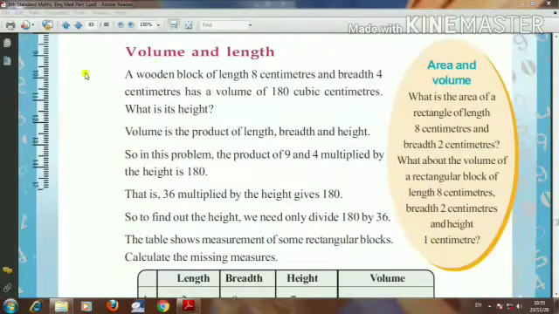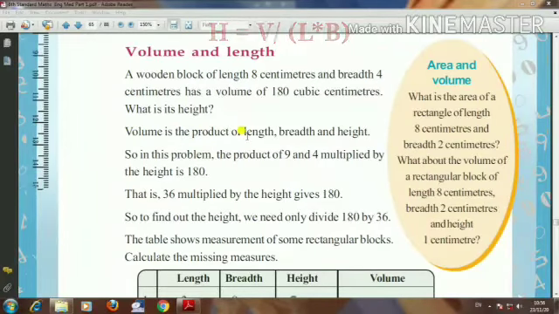Now here is a different question for you. So far we were asked to find out volume, but here it is not the case. Let's go through the question first. A wooden block of length 8 centimeters and breadth 4 centimeters has a volume of 180 cubic centimeters. What's the height? That's the question here. So we are asked not for volume but for height. Here we are given volume, length and breadth. Using this, how can we solve this problem?